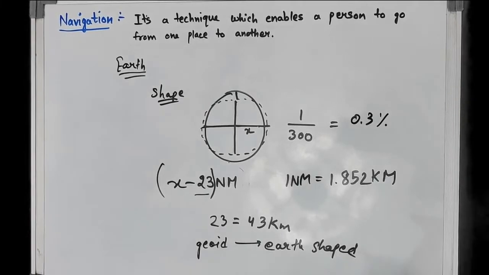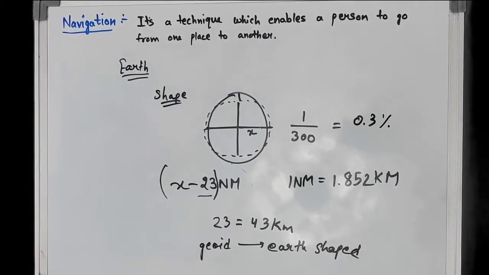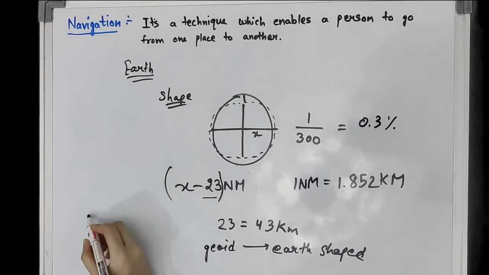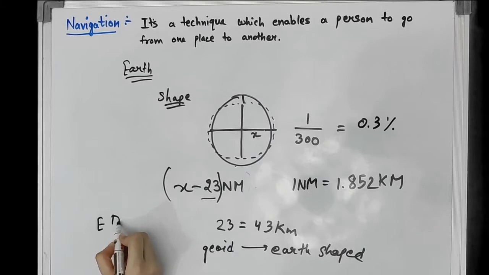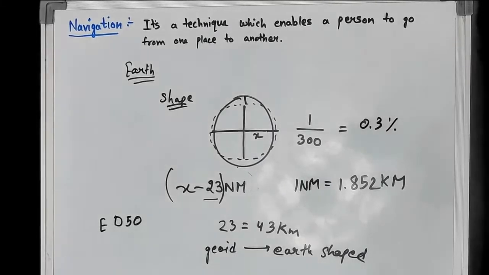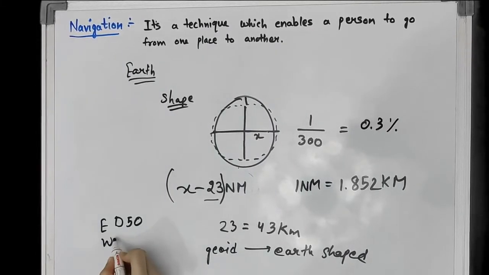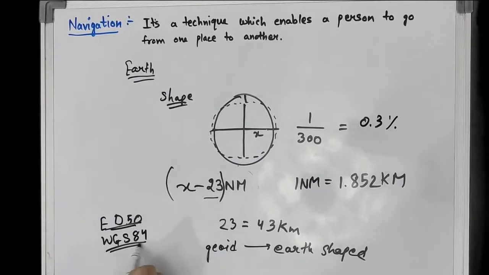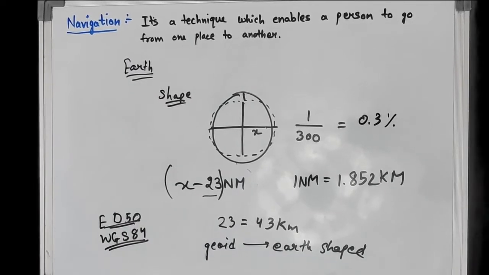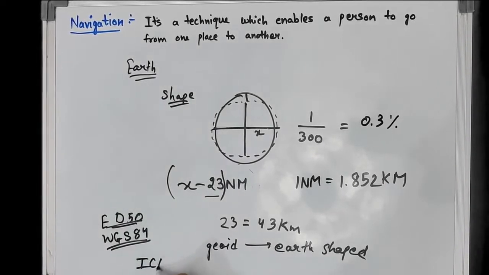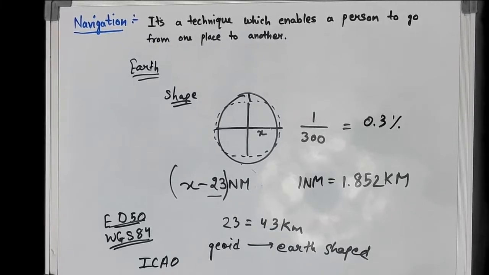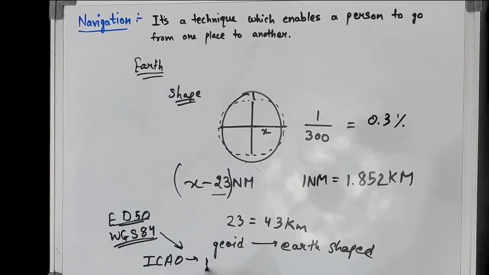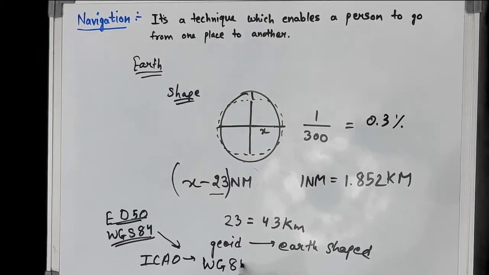A number of different agencies have measured and modeled the Earth and produced their equations to define their geoids. For example, some European countries use the European Datum 1950 model, and the USA uses World Geodetic System 1984. These two different models can create discontinuities. So ICAO, that is the International Civil Aviation Organization, has adopted World Geodetic System 1984 as the world standard.